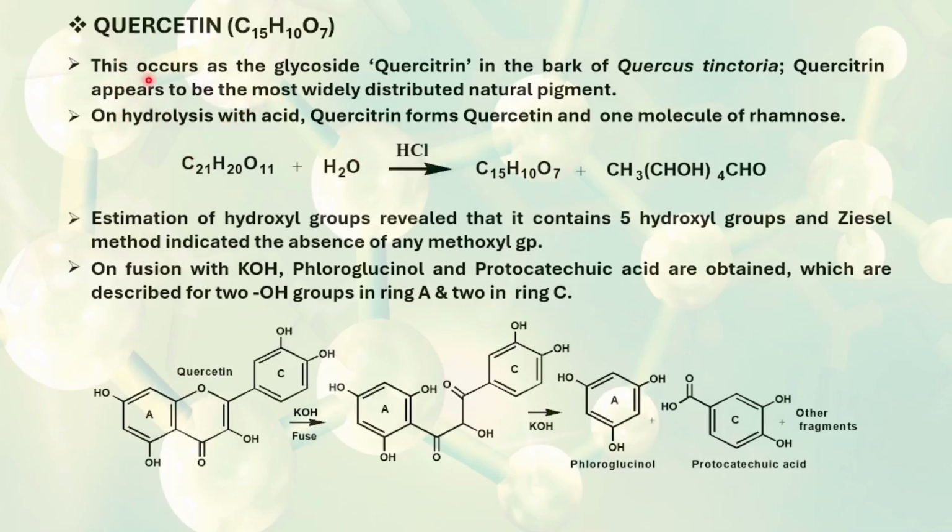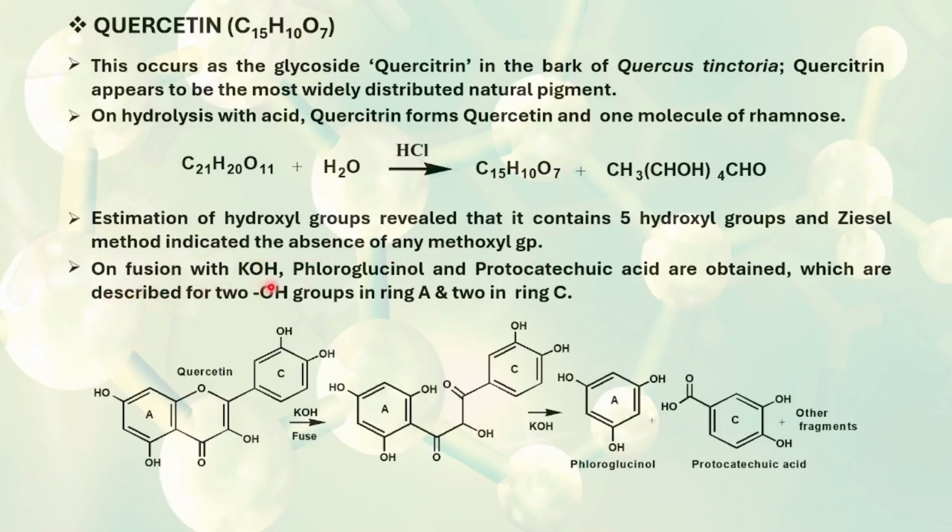Next is quercetin. This occurs as the glycoside quercitrin in the bark of Quercus tinctoria. Quercetin appears to be the most widely distributed natural pigment. On hydrolysis with acid, quercitrin forms quercetin and one molecule of rhamnose. Here is the reaction. Estimation of hydroxyl groups revealed that it contains 5 hydroxyl groups, and the Zeisel method indicated the absence of any methoxyl group.